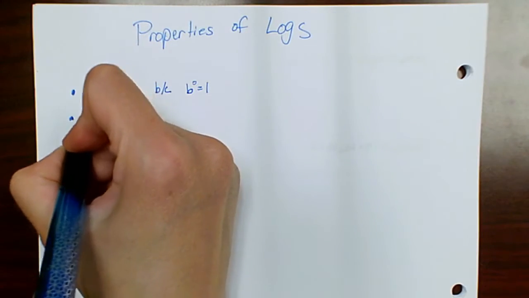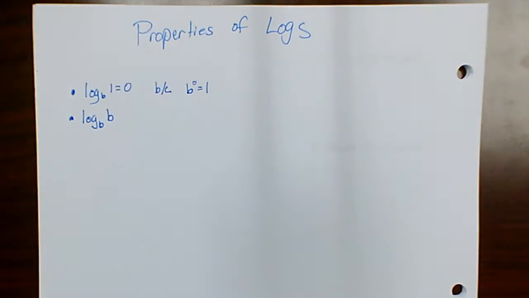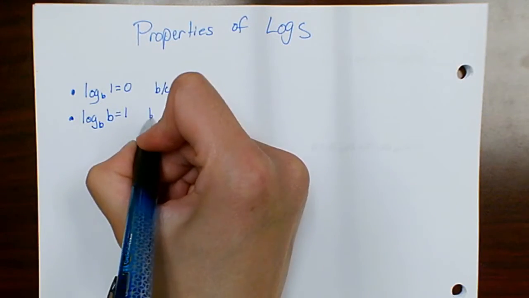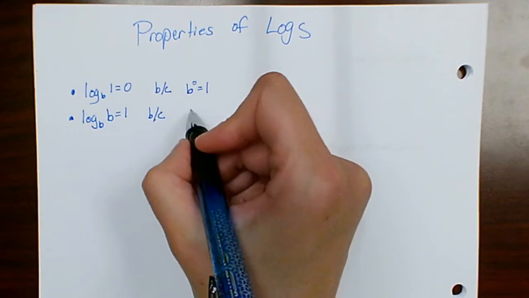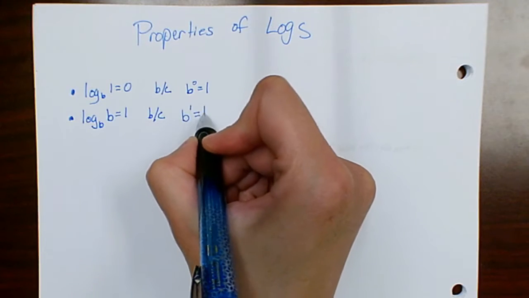The next one is if you have log base b of b, you will get 1, because we have a property of exponents that says b to the first power is b.